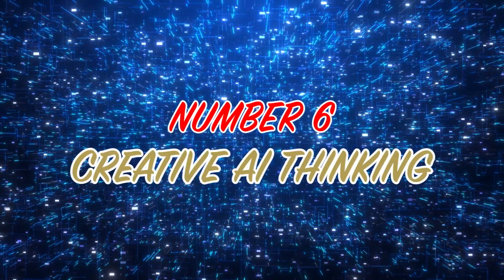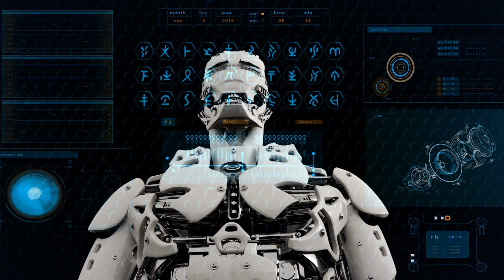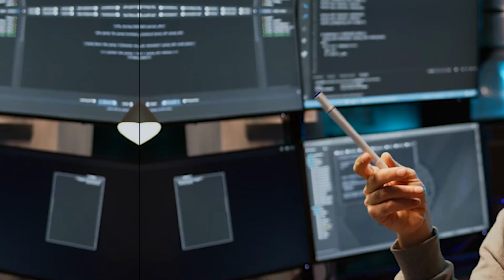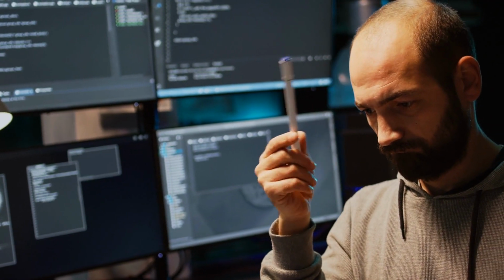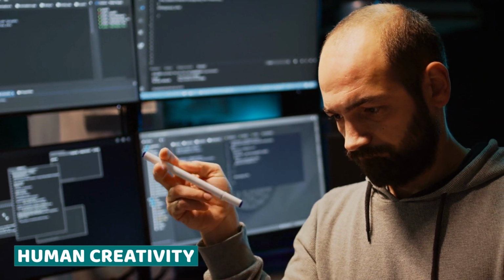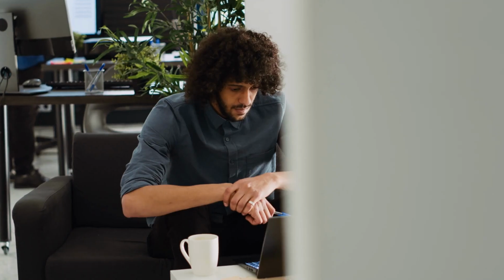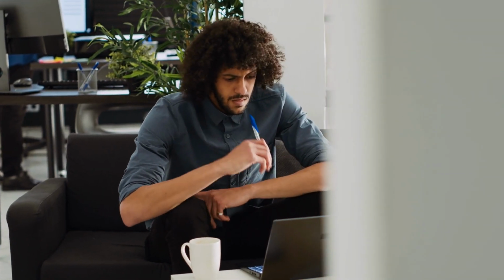Number 6 is creative AI thinking. This isn't about letting AI take the reins but steering it towards innovation. It's blending AI's computational power with human creativity to solve problems in novel ways. From designing products to solving complex global challenges, creative AI thinking is about pushing boundaries.